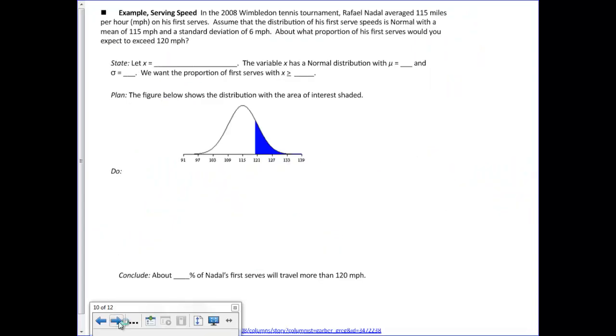How about here? In the 2008 Wimbledon tennis tournament, Rafael Nadal averaged 115 miles per hour on his first serves. Assume that the distribution of his first serve speeds is normal with a mean of 115 and a standard deviation of 6 miles per hour. About what proportion of his first serve speeds would you expect to exceed 120 miles per hour? So first of all, we state our question. We're going to let x equal, what are we talking about? The first serve speeds, in miles per hour.